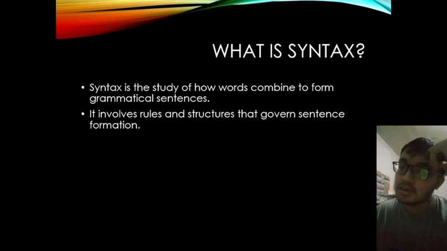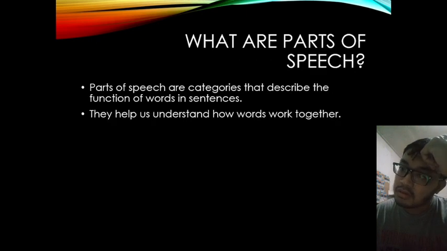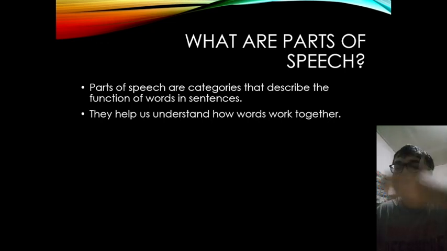So, what is syntax? Syntax is the study of how words combine to form grammatical sentences. It involves rules and structures that govern sentence formation. What are parts of speech? Parts of speech are categories that describe the function of words in sentences. They help us understand how words work together.